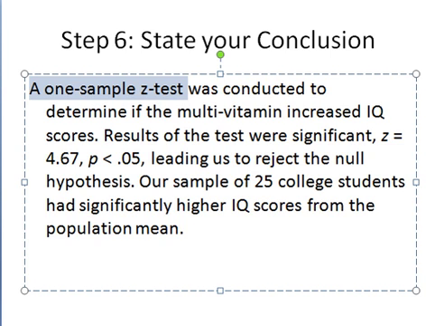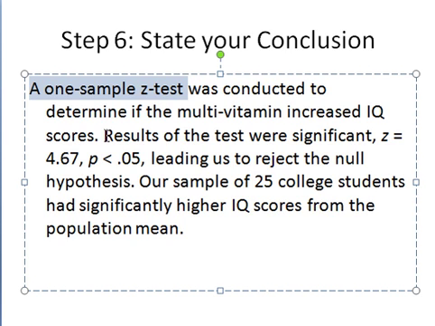It's the kind of test that you do when you assume and know what your population mean and standard deviation are. IQ scores are a good example of this because we have so many IQ scores that we know what the population mean and standard deviation are. A lot of times we don't know what those things are, and we wouldn't use a one-sample z-test in that case.